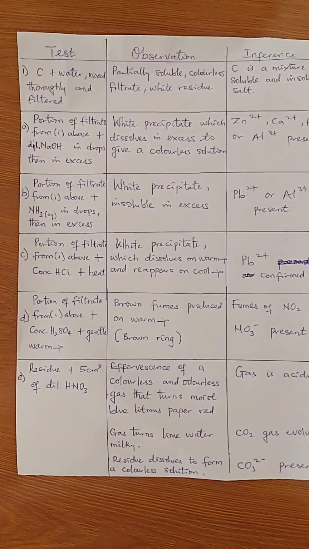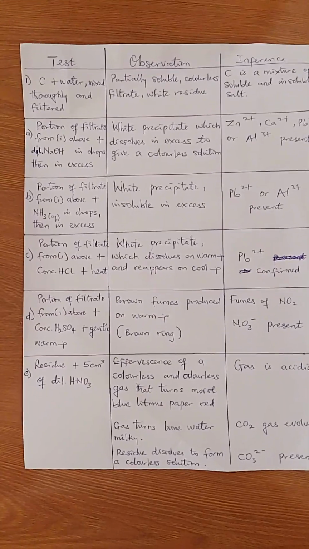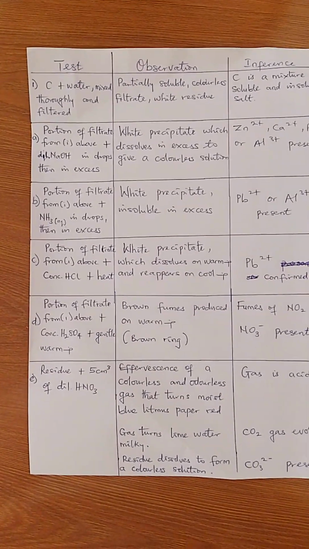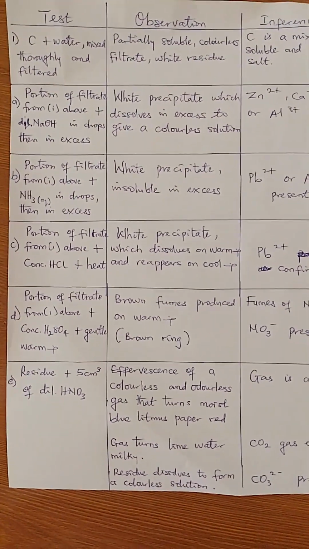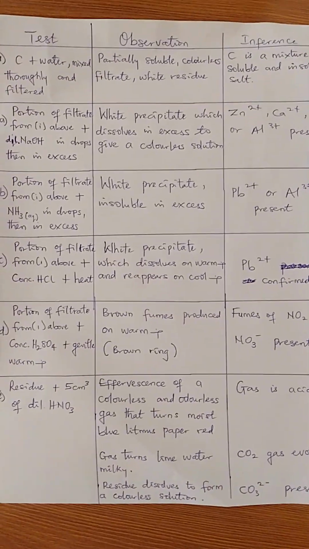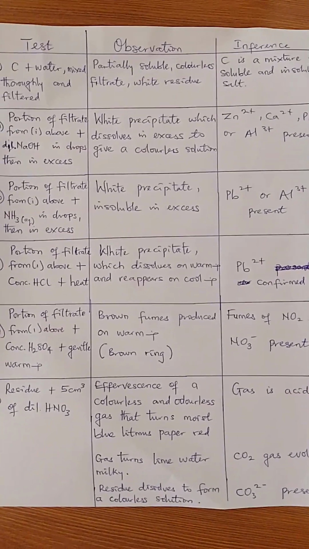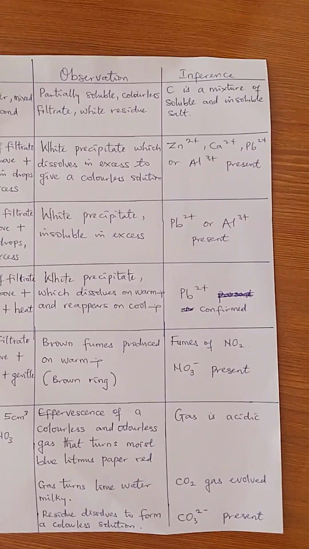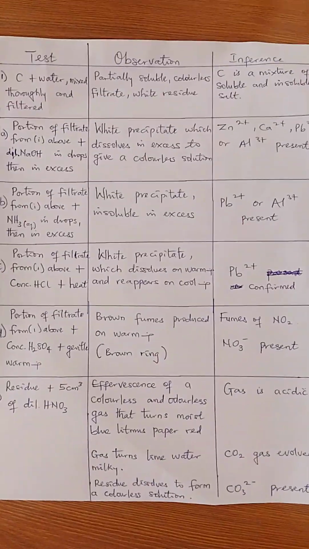A. The portion of the filtrate, that's the first filtrate as you divide them, the first portion, plus dilute sodium hydroxide in drops, then in excess. You are going to observe a white precipitate which dissolves in excess to give a colorless solution. And that means Zn2+, Ca2+, Pb2+, or Al3+ present.